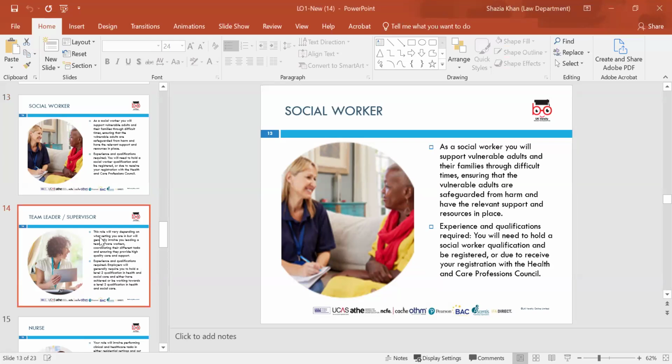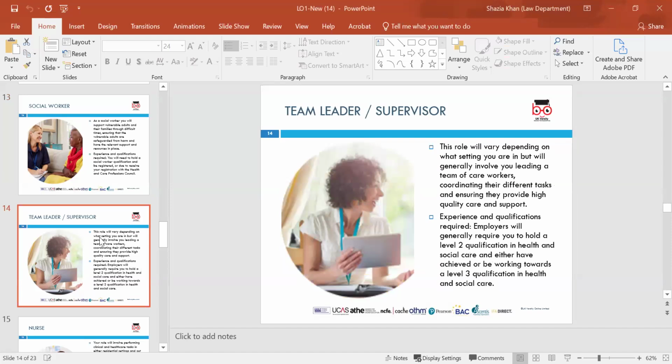Team leader, supervisor: this role is dependent on the setting that you're in. You could be in any sort of setting. You probably need a level 2 qualification and a level 3 qualification. So as a team leader or supervisor, could you get that job if you have been working in the profession for a long time? Without the certificate, without the qualification, even if you work for a long time, it doesn't matter. Yes. Why do you think you need to have the qualification?